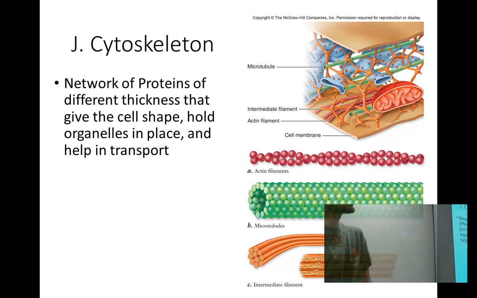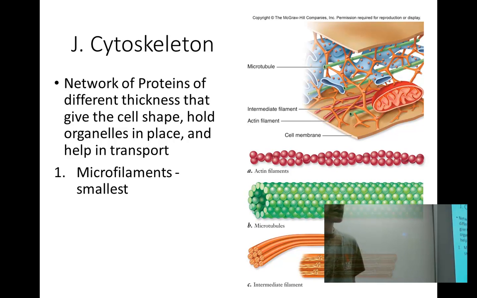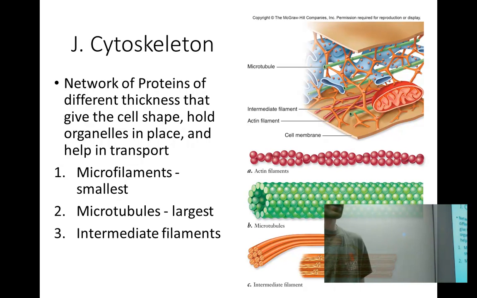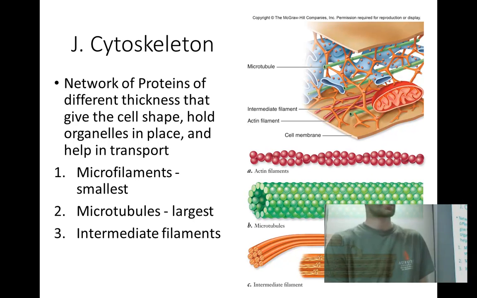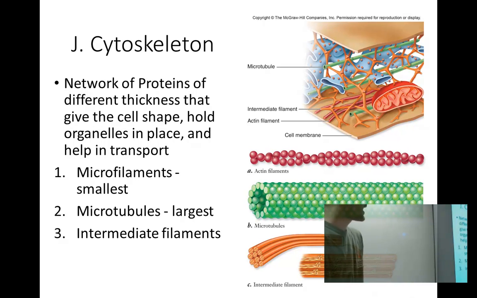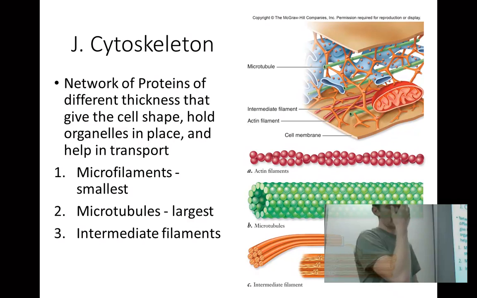The cytoskeleton is a network of proteins found throughout the cell. It helps it retain its shape, holds organelles in place, and transports things. We have three different sizes. Microfilaments are the smallest. Micro means small, right? Microtubules are the largest. And intermediate filaments are between the two.